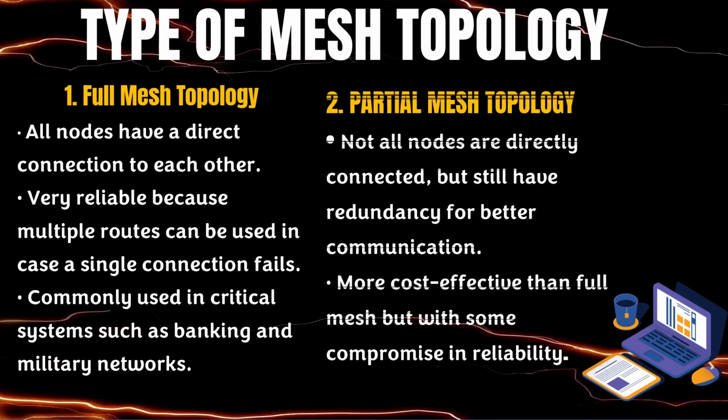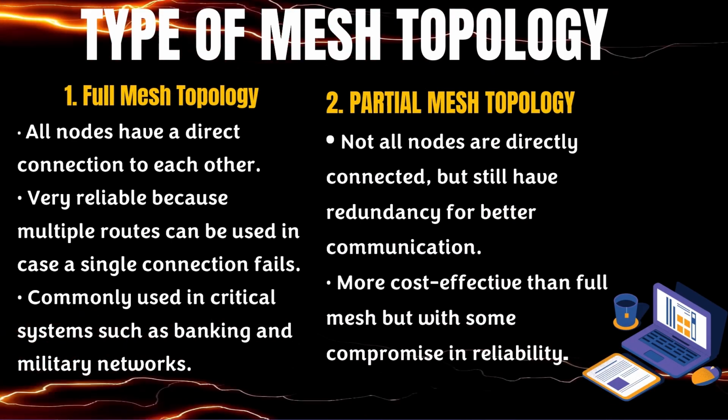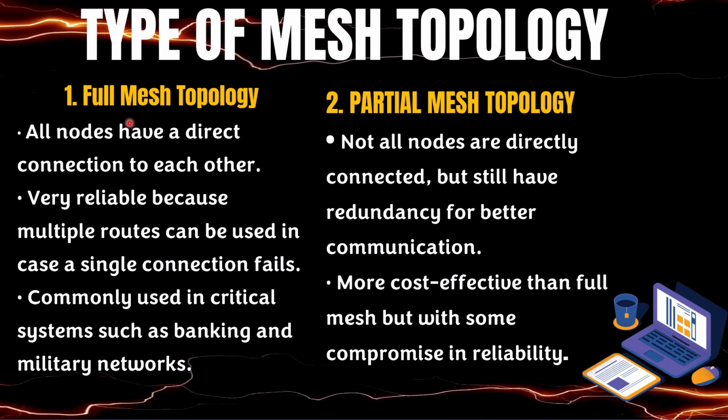So we have two types of mesh topology. The first one is what we call the full mesh topology. In full mesh topology, all nodes have a direct connection to each other. This is very reliable because multiple routes can be used in case a single connection fails. Commonly used in critical systems such as banking and military networks.